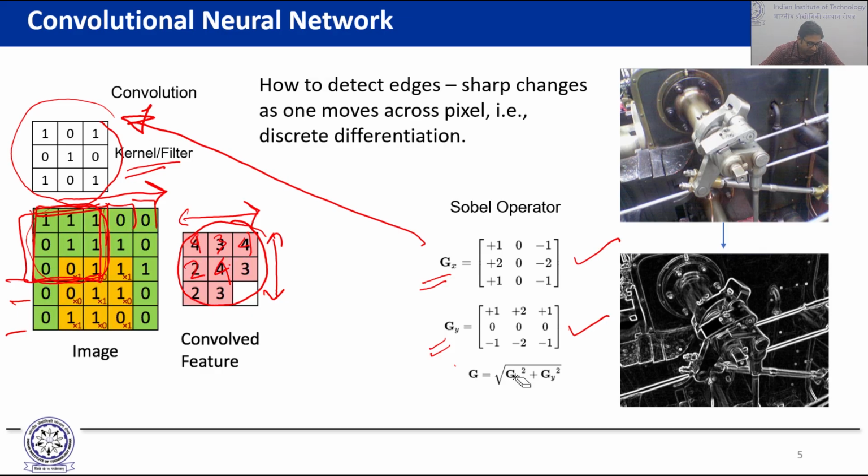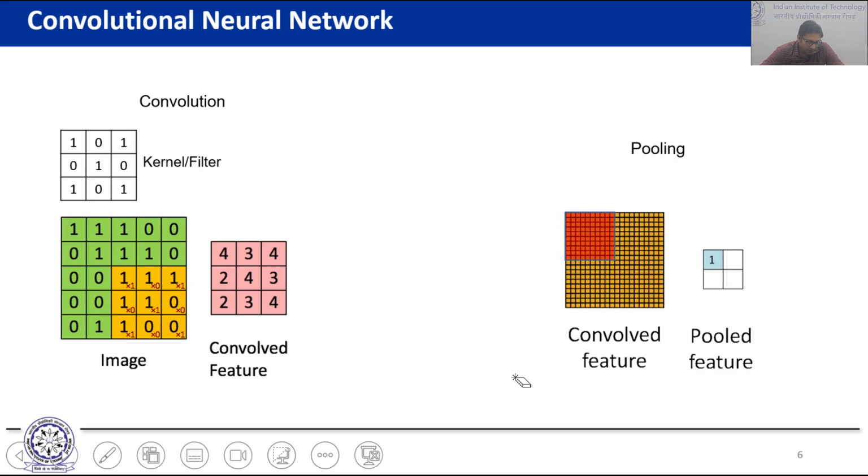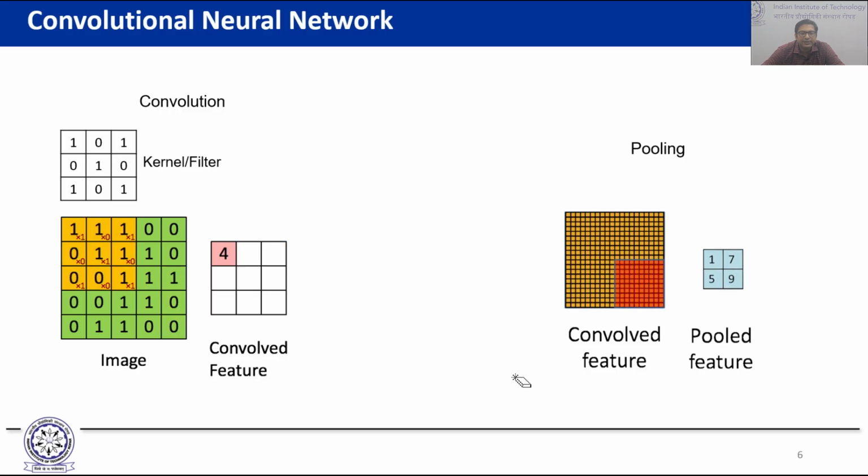Now, after you have done this initial convolution, the next part is to do a pooling. So what do we mean by pooling? By pooling, we mean that we are summarizing or compressing the convolved features by reducing the spatial resolution while keeping the most important information intact.